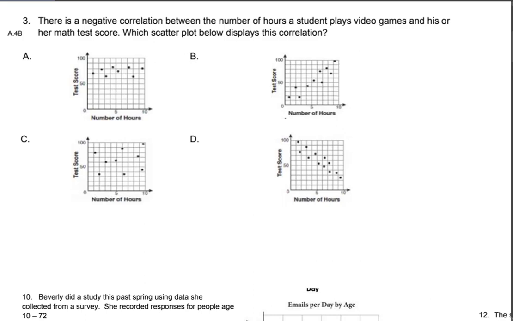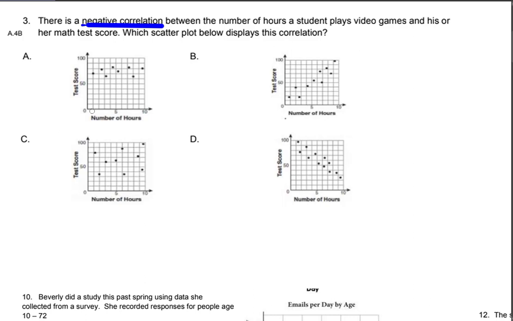So, hey, there is a negative correlation between the two. Well, let's see. All right, if we're talking about it, it's telling us that there's a negative correlation between the number of hours the student plays video games and his test score. So in other words, as the number of hours he plays video games increases, we should see a decline in the test scores, right?